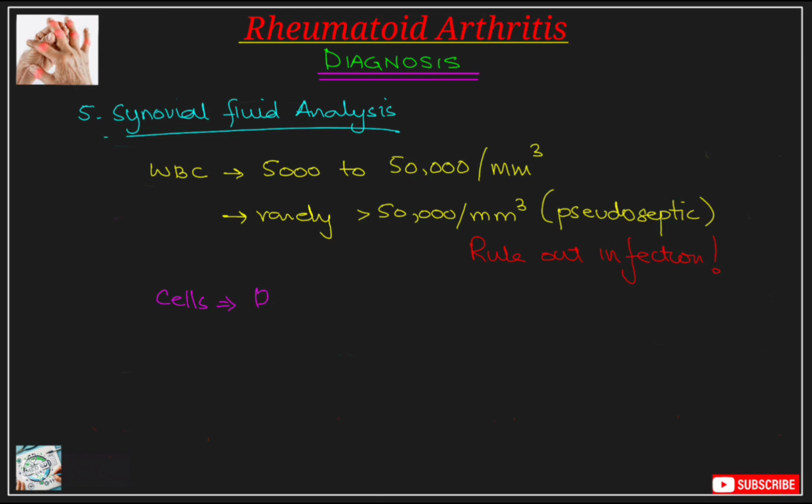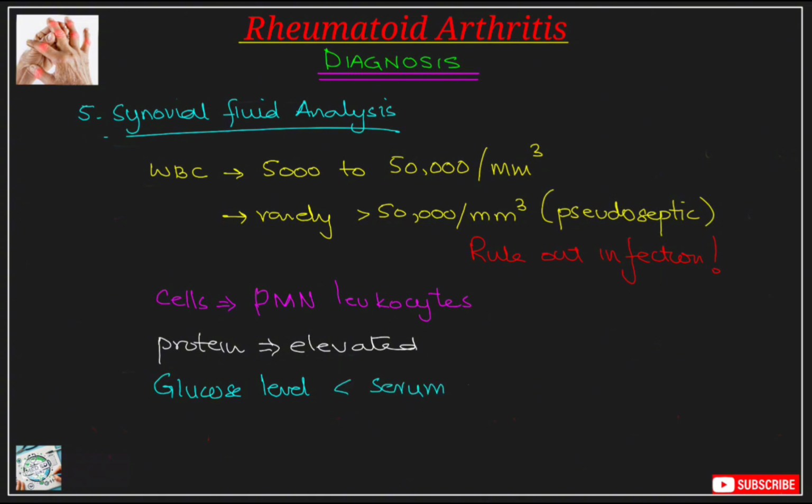The dominant white blood cells found in rheumatoid arthritis are the polymorphonuclear leukocytes, which are also seen in other inflammatory arthritis like gout or pseudogout. The protein levels in the fluid are generally elevated, reflecting the ongoing inflammation. Similarly, the glucose level in the synovial fluid is lower than in the serum because the inflammatory cells consume glucose at the site of inflammation.